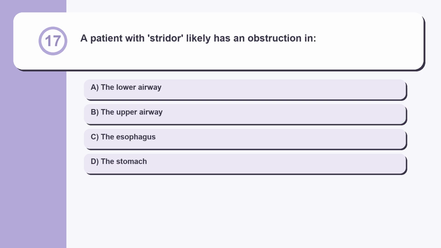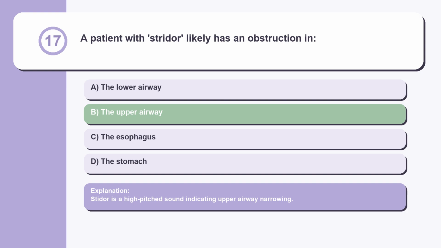Question 17. A patient with stridor likely has an obstruction in the lower airway, the upper airway, the esophagus, the stomach. Stridor is a high-pitched sound indicating upper airway narrowing.